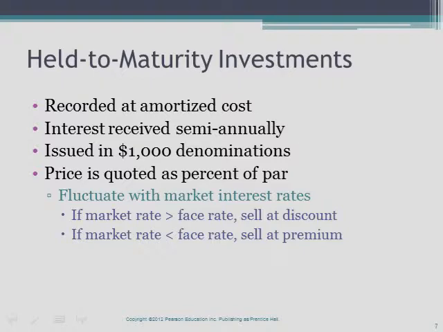Market prices of bonds fluctuate with market interest rates. If market rates on competing instruments are higher than the face rate of interest on a particular bond, the bond sells at a discount, or below 100% of the face value. If market rates are lower than the face rate of interest on the bonds being considered, the bond sells at a premium, or above 100% of par value.